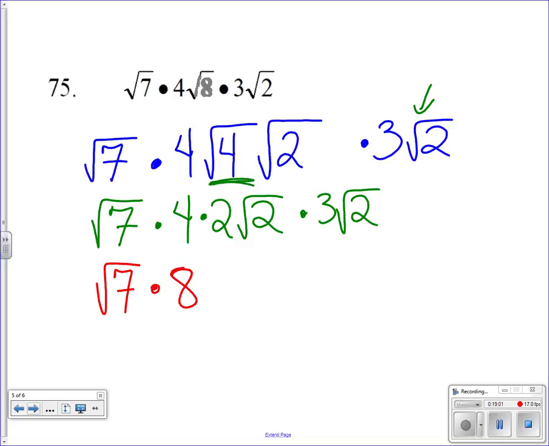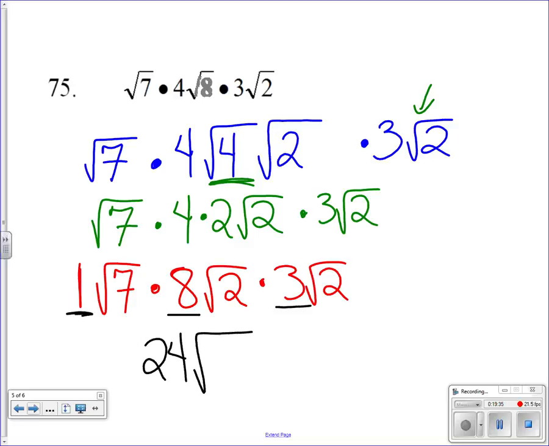With this, we're actually multiplying all the outsides with the outsides and insides with the insides. What I mean by that is there's really a 1 out here. We can go ahead and multiply this 1, this 8, and this 3 all together because they're considered to be on the outside of those square roots. So 1 times 8 is 8, times 3 is 24. Then we have our square root. And on the inside, we have 7 times 2 times 2. Well, 7 times 2 is 14. Times 2 again is 28.